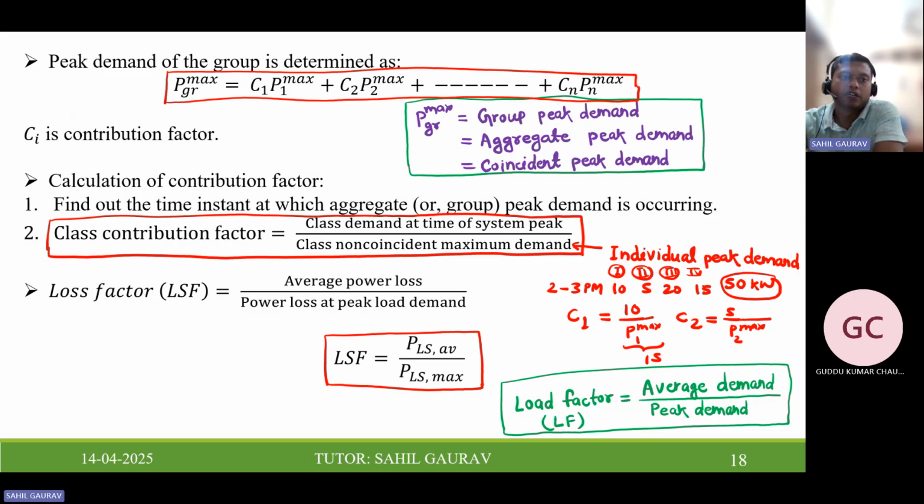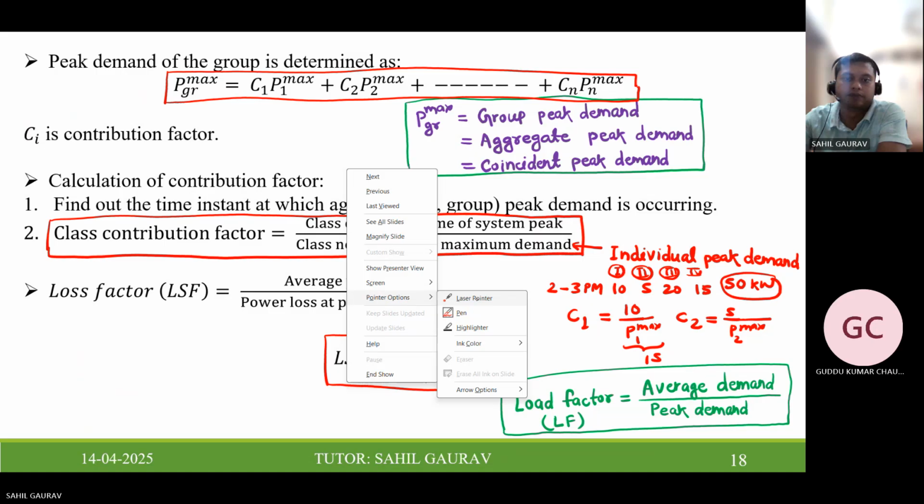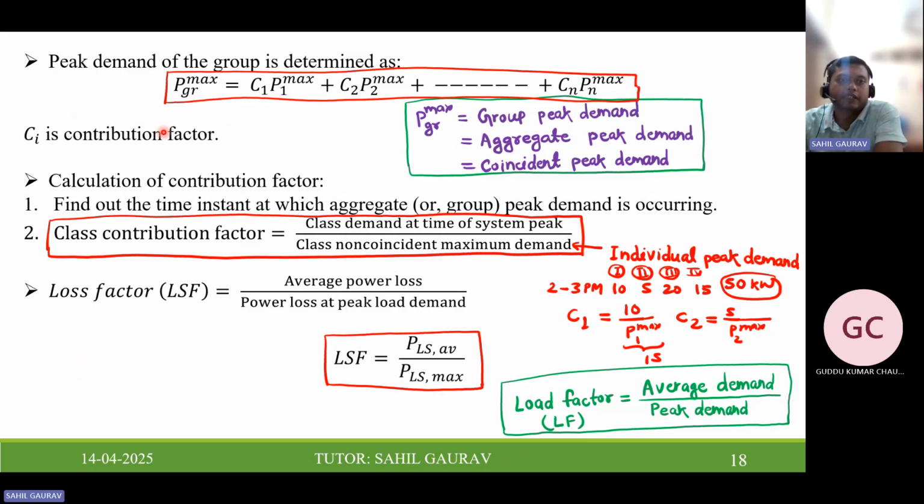So it may ask you the class contribution factor. You can find the class contribution factor from this method, where we have defined the coincident peak demand in terms of individual peak demand and the contribution factor. The relation between coincident peak demand or group peak demand, the contribution factor and individual peak demand is given by this expression, where Ci is the contribution factor and P group max is the group peak demand, aggregate peak demand, or coincident peak demand.